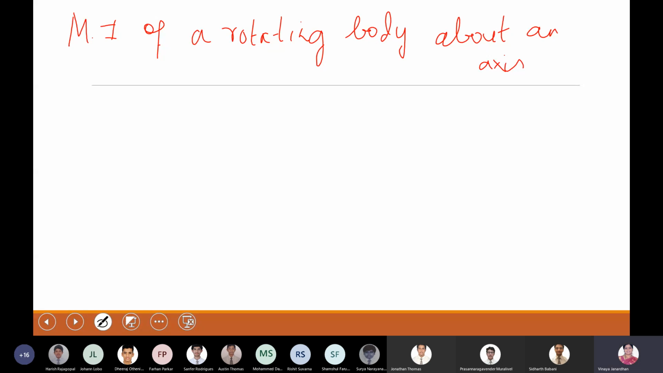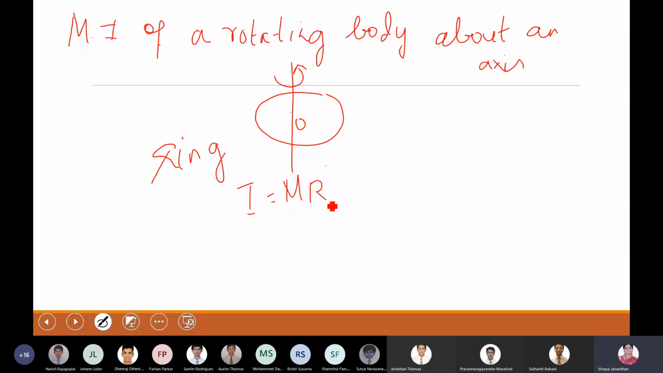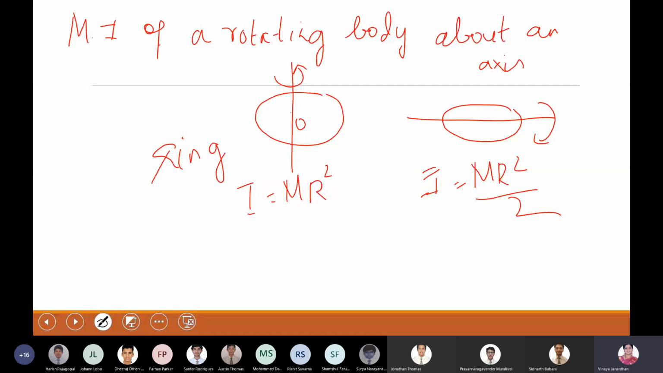Suppose I take a ring. If I consider the moment of inertia of a ring rotating about an axis passing through its center and perpendicular to its plane, the moment of inertia is mr squared. The same ring, if I rotate it about an axis horizontal to its plane, I is equal to mr squared by 2. Its moment of inertia reduces.